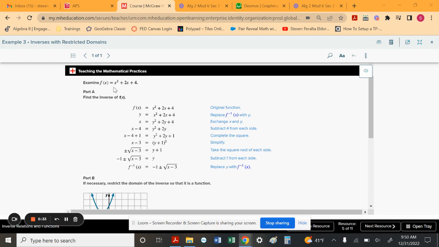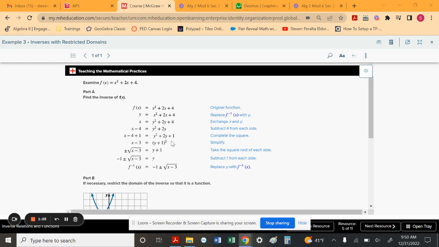But first off, we have f of x equals x squared plus 2x plus 4. So this is our original equation. We're going to change this to y. That's the only difference. We're then going to substitute all the y's for x's and all the x's for y's. Notice now we have two y's here. So then we get x. Now I have to get the y's all by themselves. So now I subtract 4 from each side, and get x minus 4 equals y squared plus 2y.